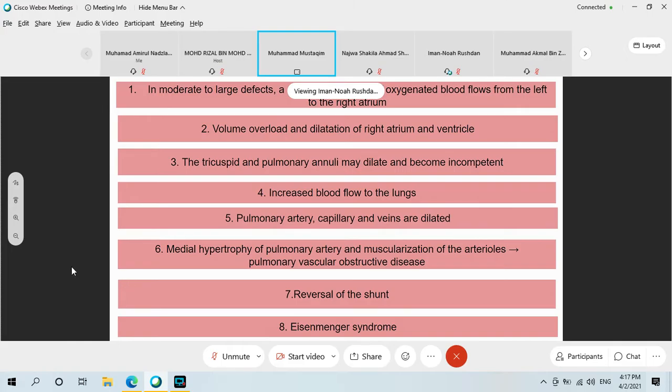Sure. I think maybe it's going to the left. And then next is Eisenmenger syndrome. Eisenmenger syndrome will be discussed later. Next.